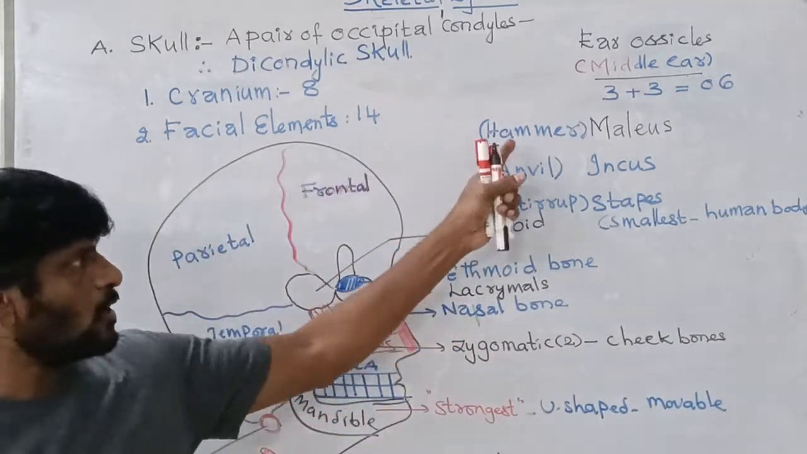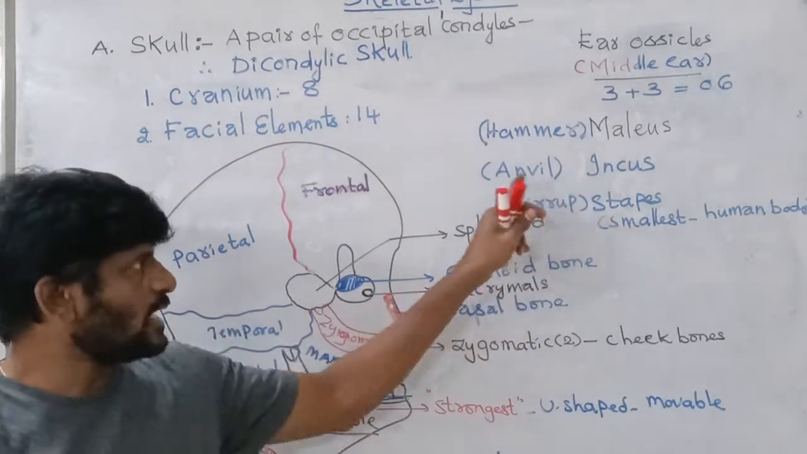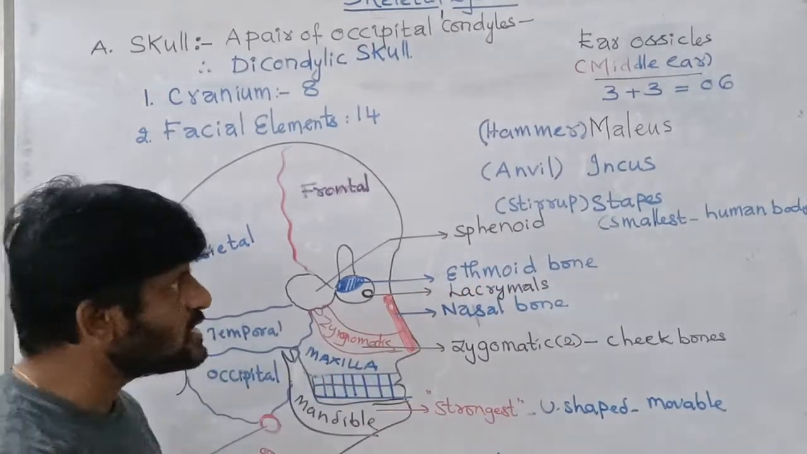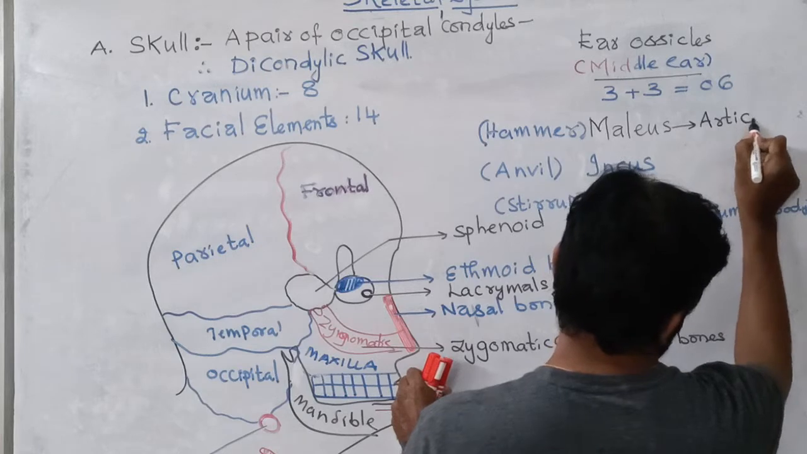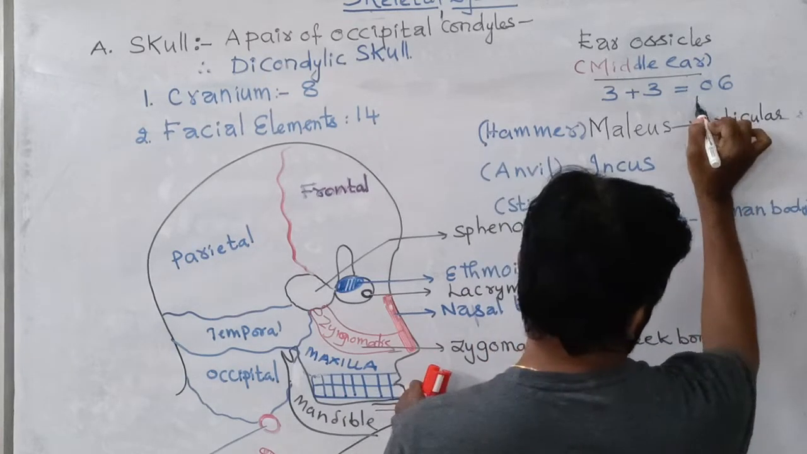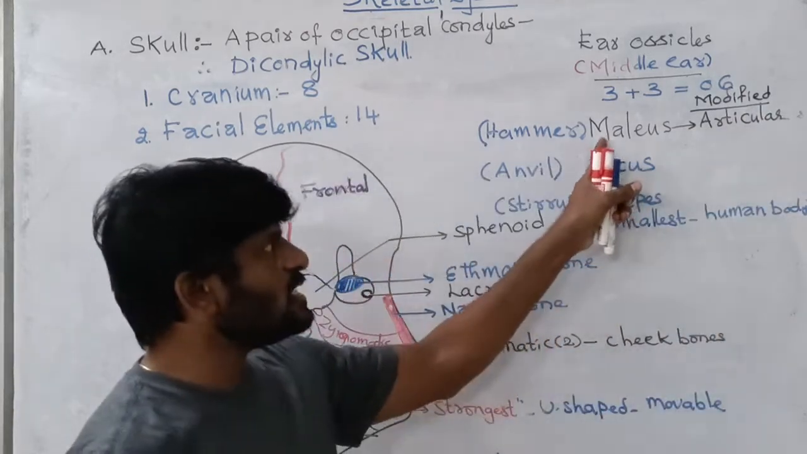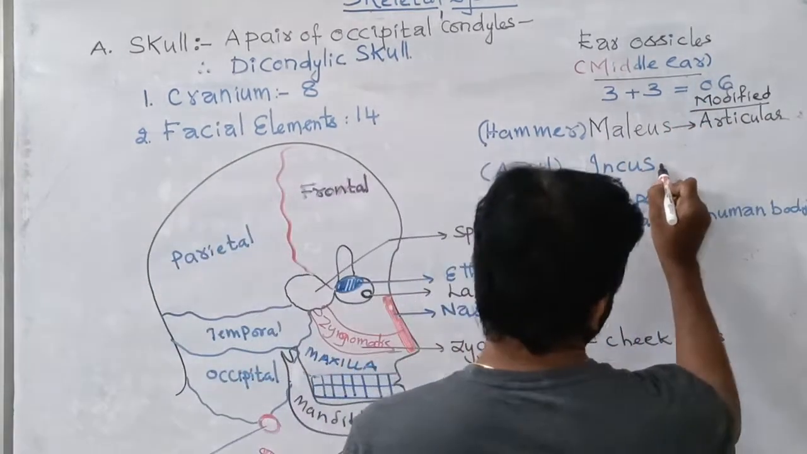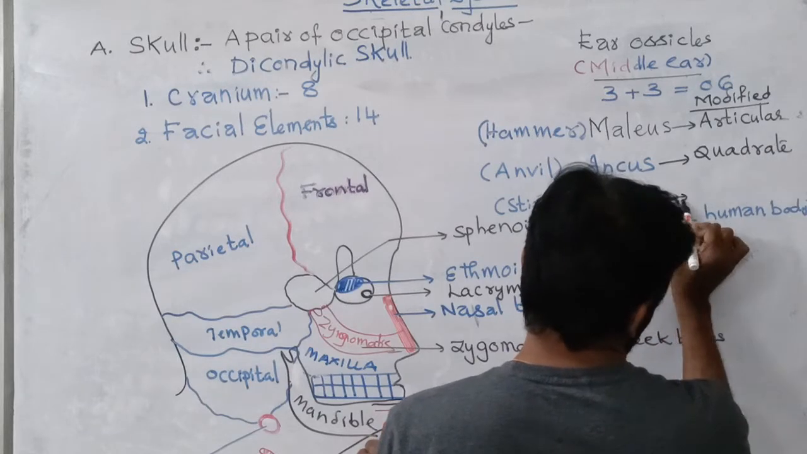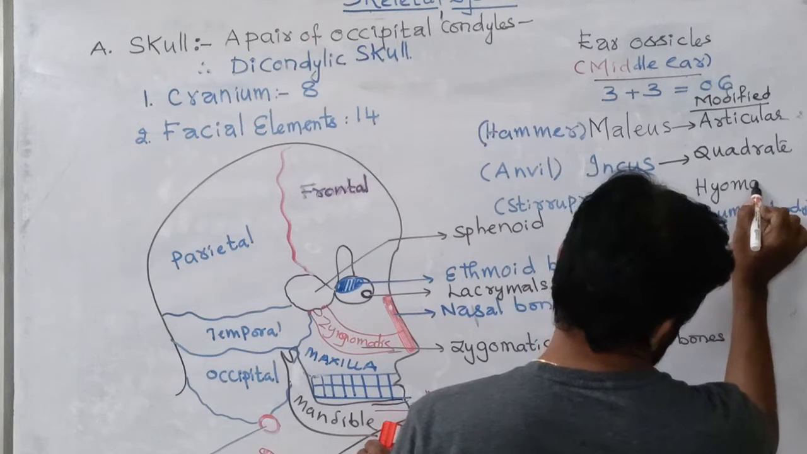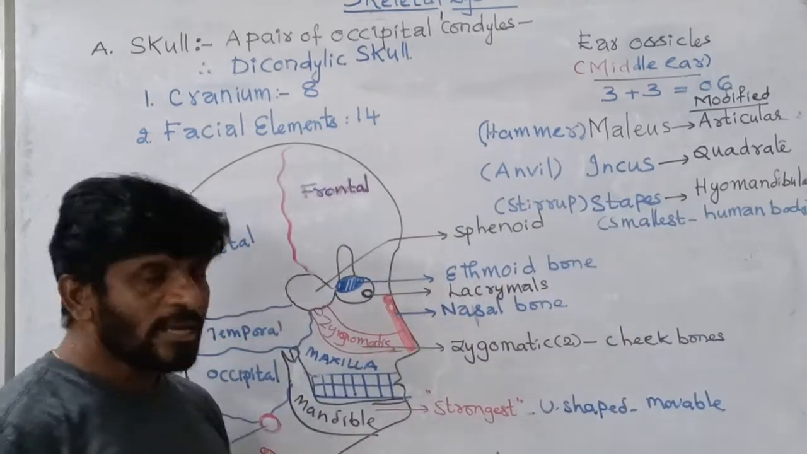So in the bracket in the diagram I have given the common name on one side. See, malleus is called the hammer bone. Incus is the anvil bone. Stapes is the stirrup bone. But malleus is a modified articular bone. Incus is a modified quadrate bone of the skull. Stapes is a modified hyomandibular bone. These are the three ear ossicles in one ear.